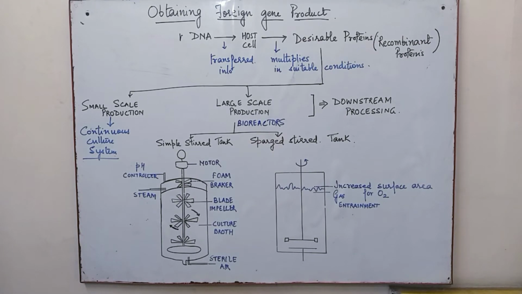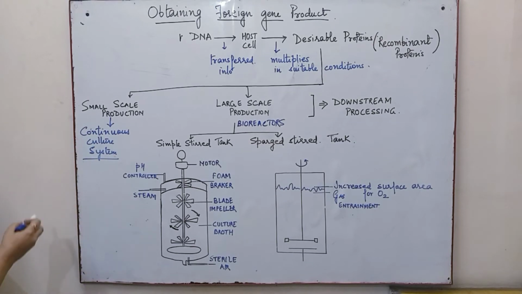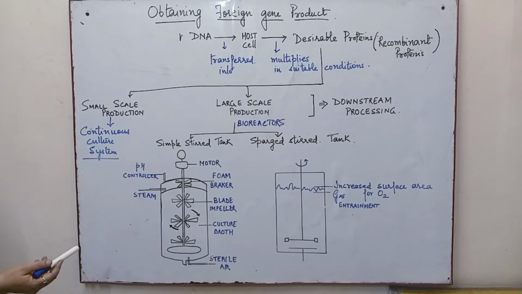The main advantage of this is that it helps the growing cell, the cell which is multiplying, to be in its physiologically most active state, and there can be exponential growth. Now this method produces a large amount of biomass which leads to higher yield of the desired products. So we have small scale production by the continuous culture system where the used medium is continuously being removed and the new medium is continuously being added. As a result, large scale biomass is produced.